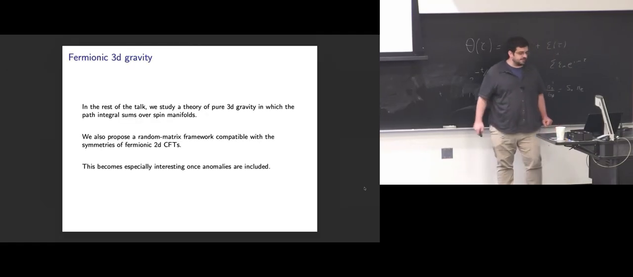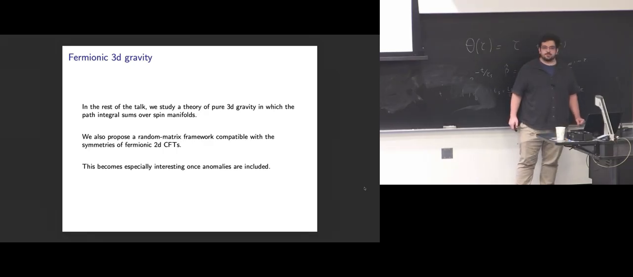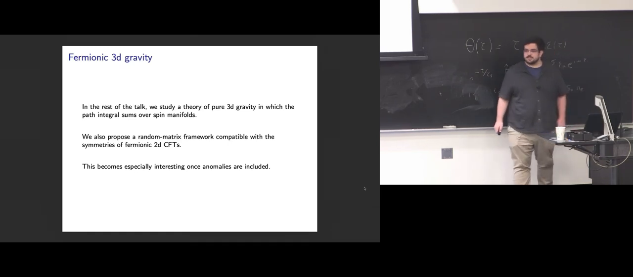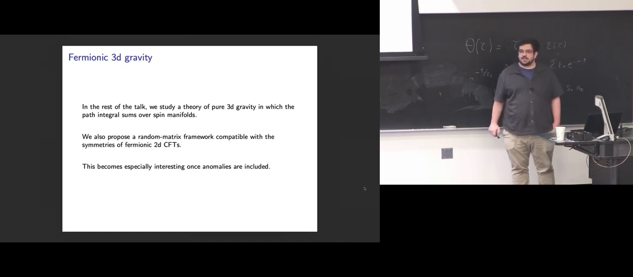So we will study a theory of 3D gravity in which the path integral sums over spin manifolds. We don't want to do supergravity because that would be an ensemble of super CFTs. We want an ensemble of fermionic CFTs, so we just sum over geometries and declare that we keep track of the spin structures and the structure group is the spin group.